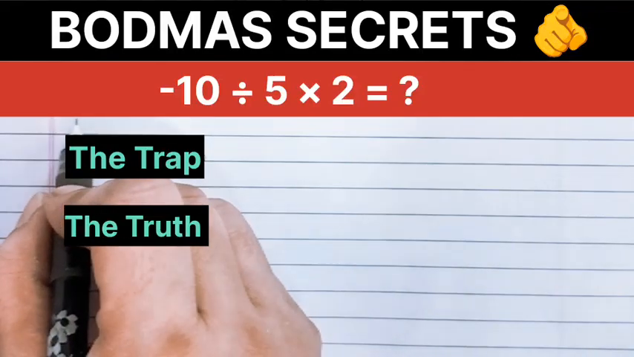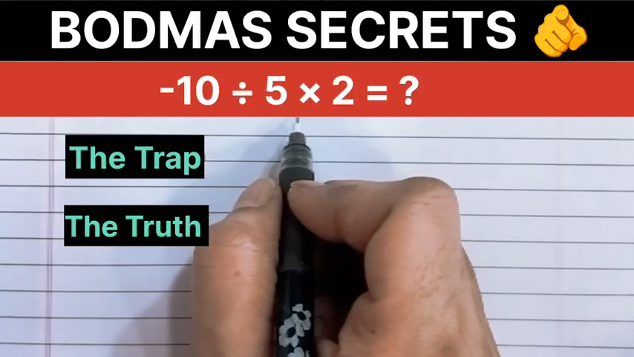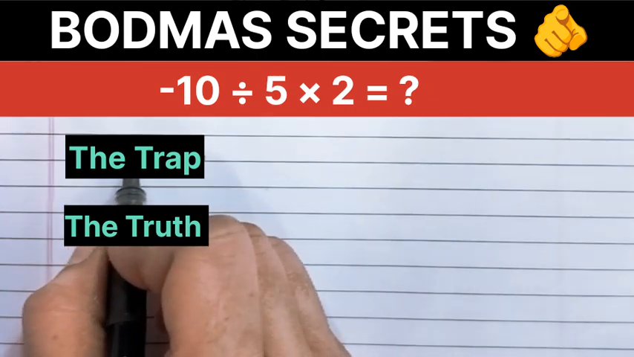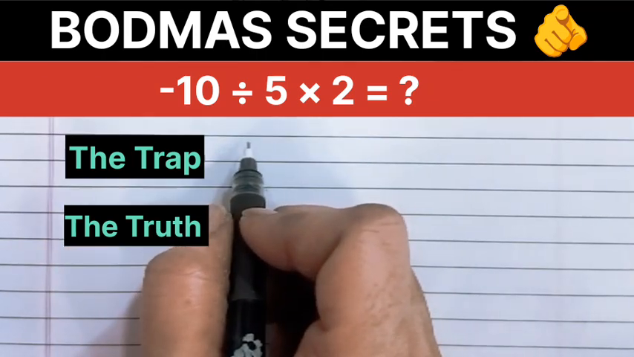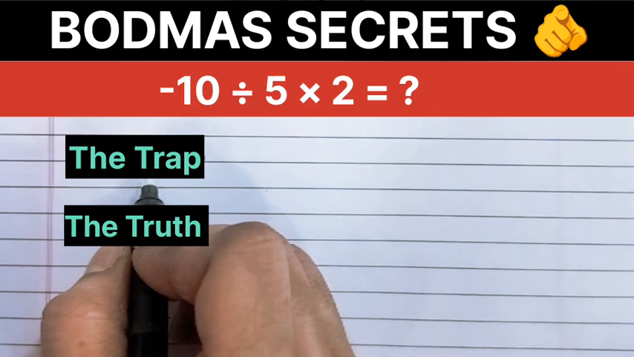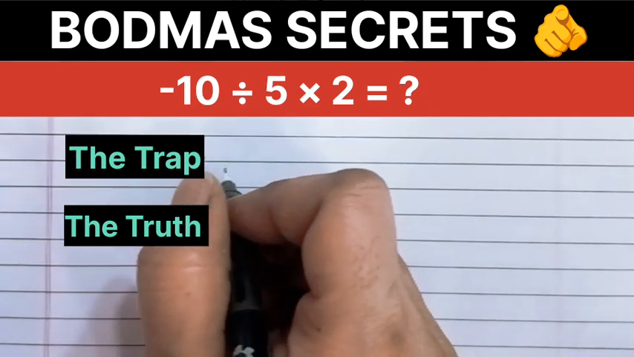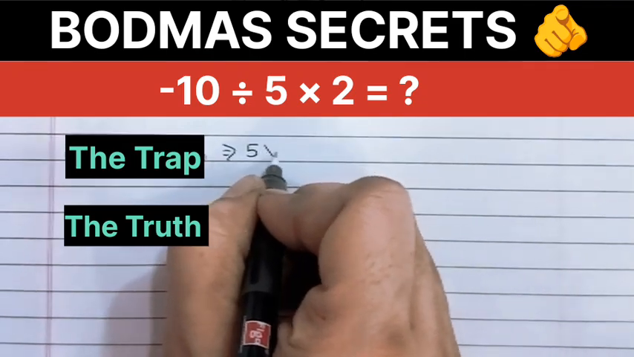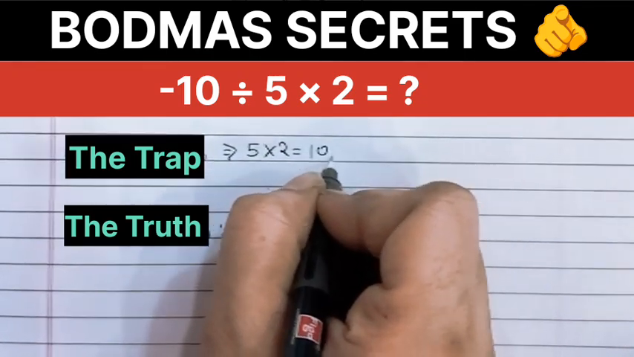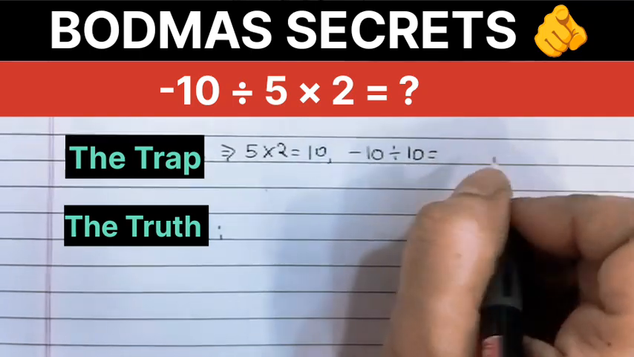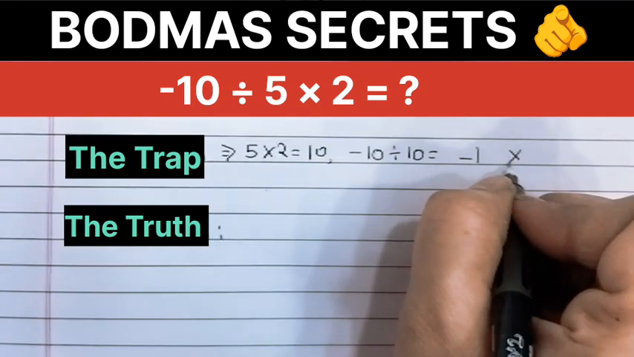Hello friends. Now according to this expression, the common mistake many people incorrectly assume is that multiplication must always come before division because the M precedes the D in the acronym. Now the trap. First we multiply the digits: 5 multiplied by 2 equals 10, and next we divide the values: minus 10 divided by 10 is equal to minus 1, and this is wrong.